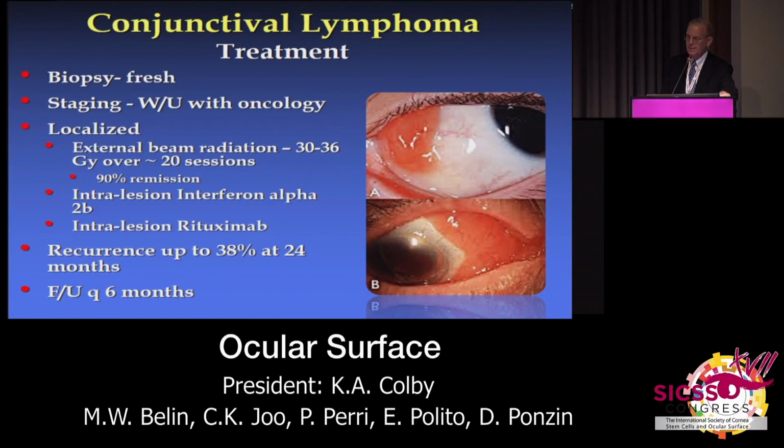Intralesional interferon alpha is also helpful, injected in the lesions, and intralesional rituximab has also been shown to be helpful. Recurrence can be as high as 38% at 24 months, so you need to follow these people closely. Suggested follow-up is about every 6 months.